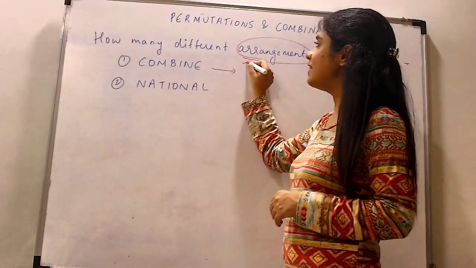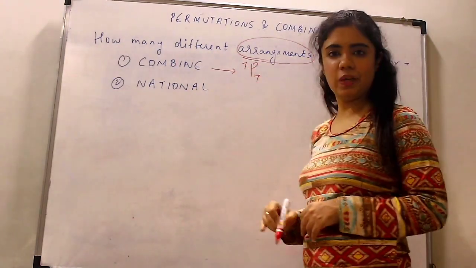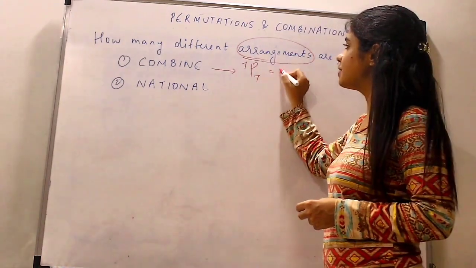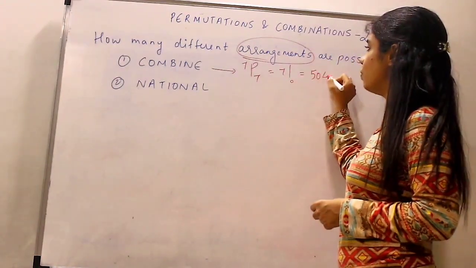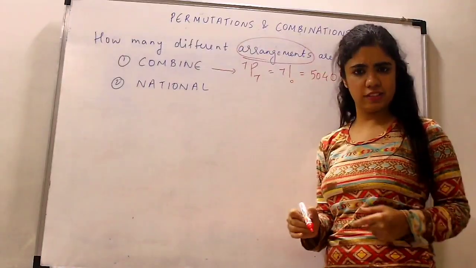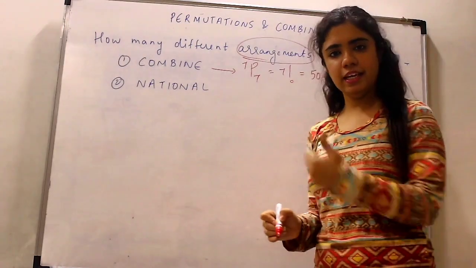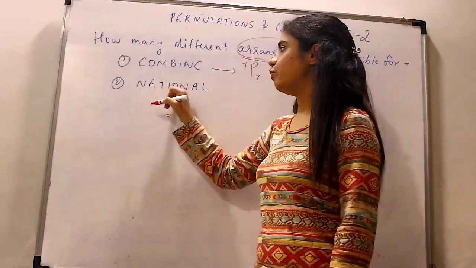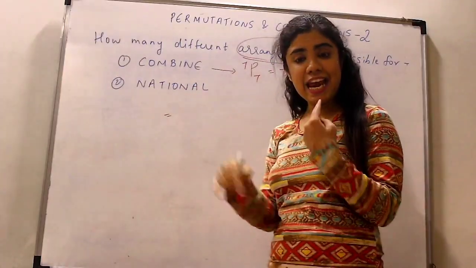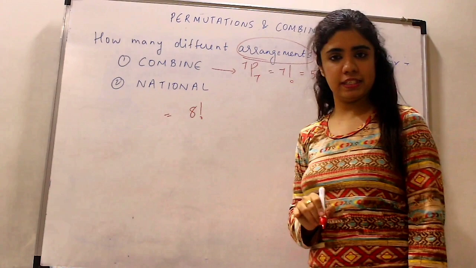So 7 letters can be arranged in 7 factorial ways. Okay, so your answer becomes 7 factorial, which is nothing but 5040. So that is your answer. But if we talk about the word "national", how many letters are there? 1, 2, 3, 4, 5, 6, 7, 8. 8 letters can be arranged in 8 factorial ways.